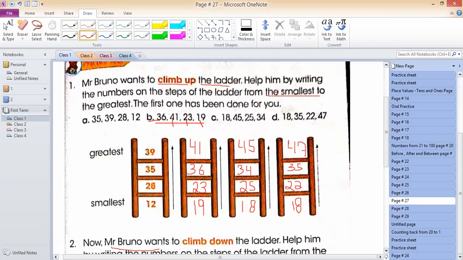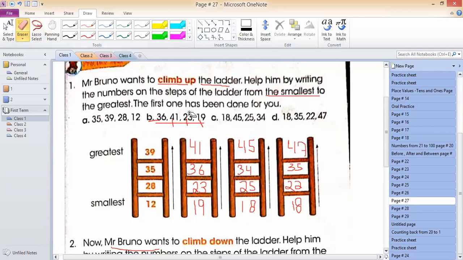But 1 is less than 2 as well. So 1 is the number which is less than 2, less than 4 and less than 3. So 1 is the smallest in the tens place. That's why 19 is the smallest of all these numbers. So you will write 19 here.